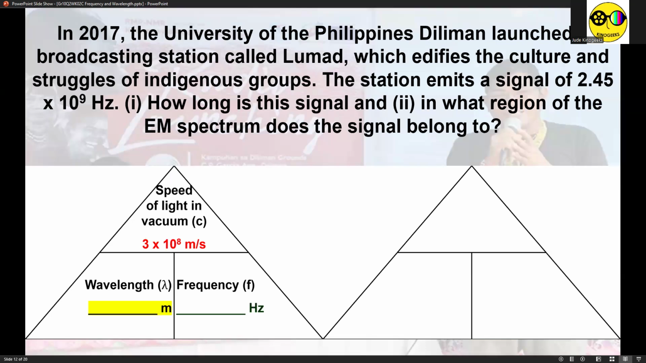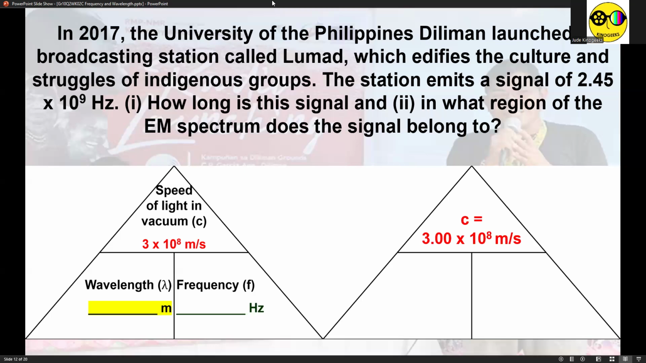In 2017, the University of the Philippines Diliman launched a broadcasting station called Lumad, which edifies the culture and struggles of indigenous groups. The station emits a signal of 2.45 times 10 to the 9 hertz. How long is this signal, and in what region of the electromagnetic spectrum does the signal belong to? In our pyramid, the most obvious number that we have to write is the speed of light in vacuum. That's 3 times 10 to the power of 8 meters per second.